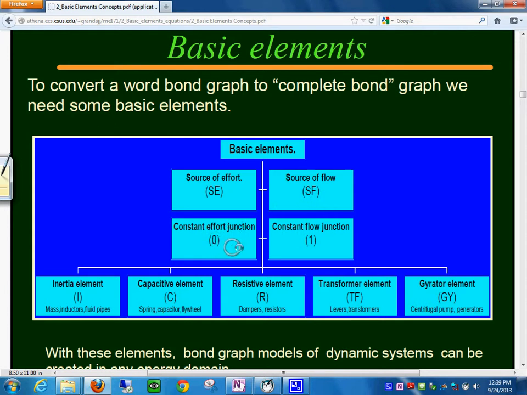We also see two connections, one for the kind of connections that have a constant effort junction and the one that has a constant flow junction. The three elements on the left over here are some energy storing elements like the I and C, and they are dissipative elements in this case, like this one.